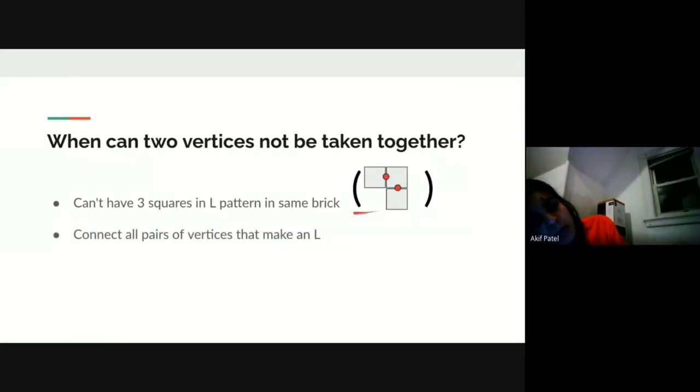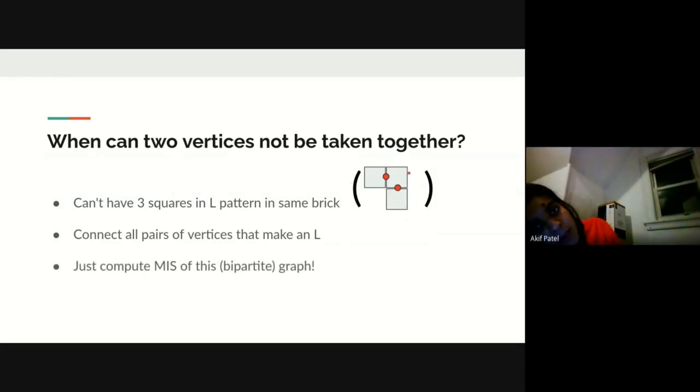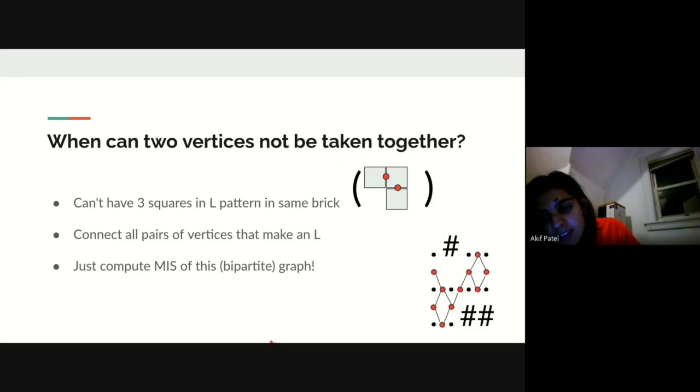And so what we do is we connect all our pairs of vertices that make an L shape. What makes an L shape if we're in a diagonal here? All these vertices that join together an L shape, we take each pair of vertices and connect them with an edge in our graph. And then when we compute the MIS, the maximal independent set of this, that gives us our answer.